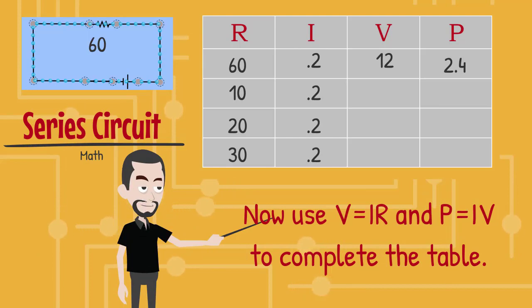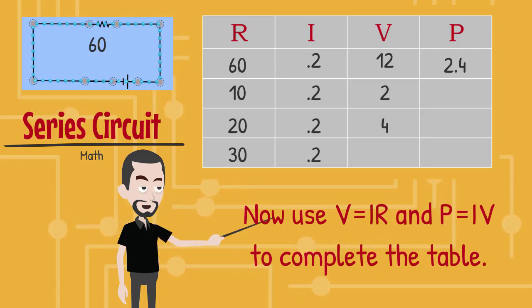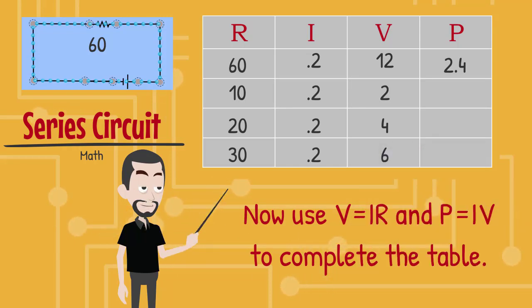Now, using Ohm's law, we can calculate the voltage for the 3 real resistors. 10 times 0.2 gives us 2 volts out of the 12 that were dissipated or dropped as it went across the 10 ohm resistor. 20 times 0.2 gives us 4 volts that were lost going across the 20 ohm resistor. And for the last one, we multiply across to get our remaining 6 volts being lost.